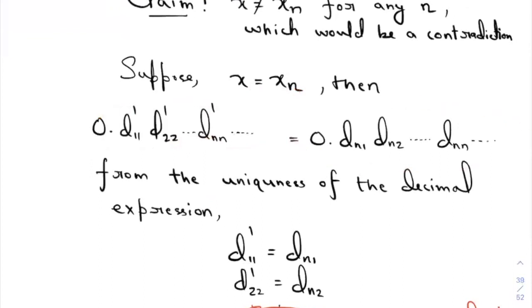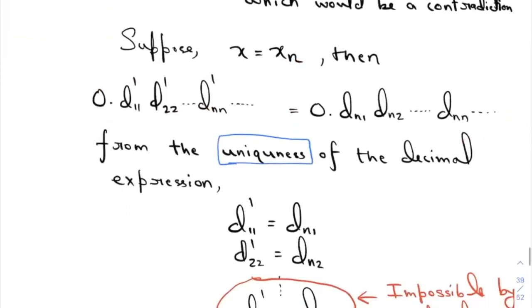But now we are going to strongly use the uniqueness of this decimal expansion. Every real number can be uniquely expressed as a decimal expansion, of course, under the convention that 0.9999... is equal to 1. You have seen this before. That's the only convention.